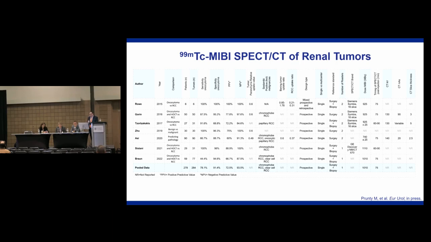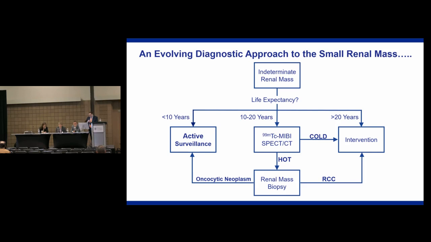Anywhere from 2/3 to 90% of oncocytic tumors could be picked up using the radio tracer, but the specificity of the imaging test is exceptionally high. And what we know is that the negative predictive value of the imaging test for ruling out a benign renal mass is consistently north of 90% in all the studies to date. So I believe there's an evolving diagnostic approach that we're going to see with imaging renal tumors.